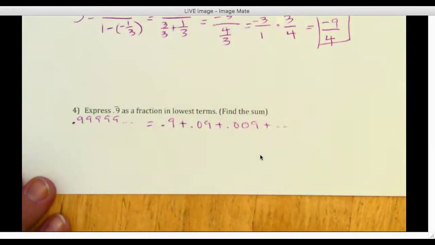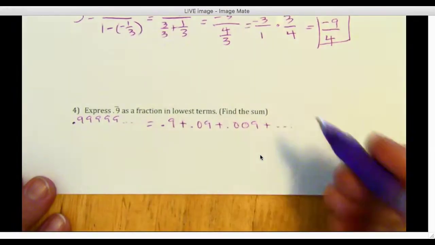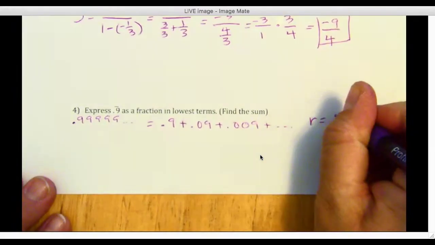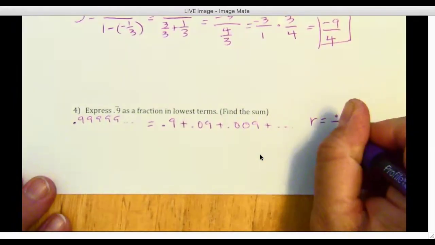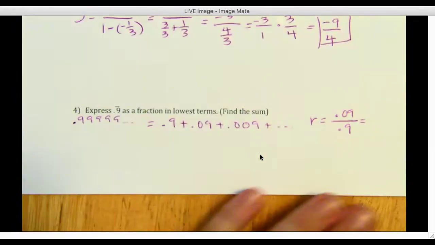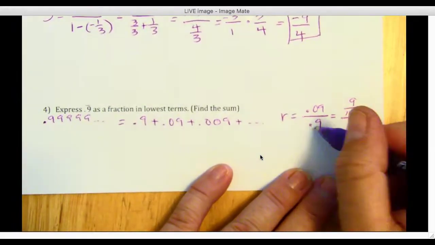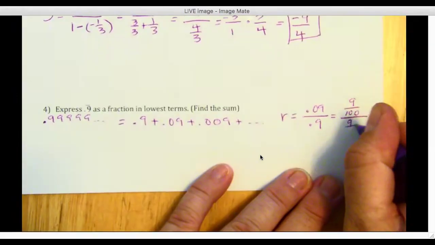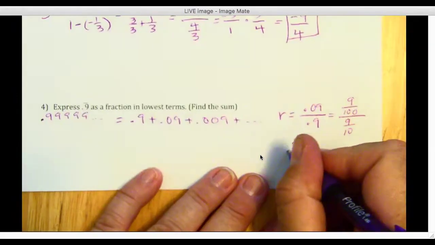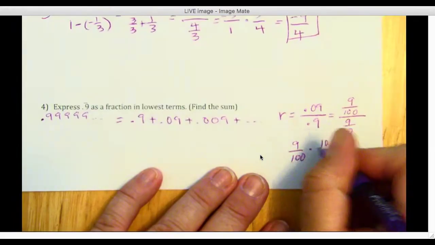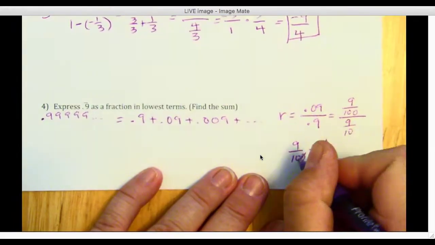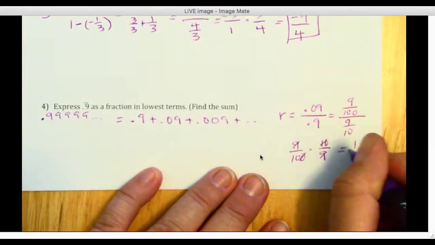Okay, so if I were to rewrite this like that and then try to find this sum, my R value would be 0.09 over 0.9. Well, 0.09 is the same thing as 9 over 100, and 0.9 is the same thing as 9 over 10. 9 over 100 times 10 over 9, those reduce, and we're left with 1/10.